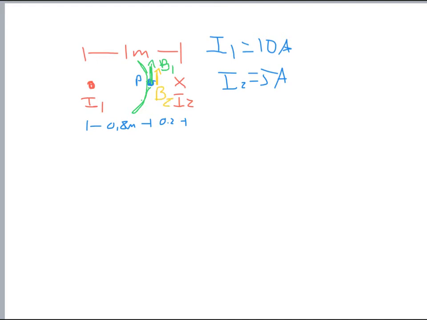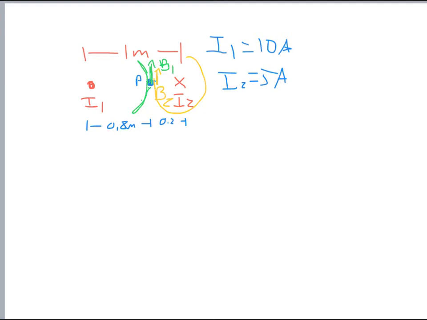And so we are going to have another vector B2, and it's going to be tangent to the circle around this wire in the same way, but you'll see that both B1 and B2 are pointing upwards. They're pointing in the same direction, and so doing the vector addition is going to be pretty straightforward. You just simply add the two vectors together.